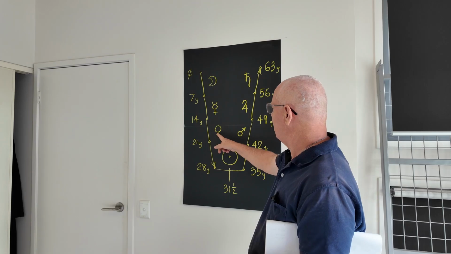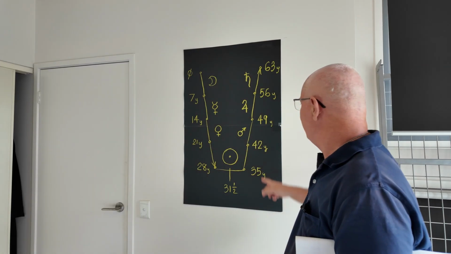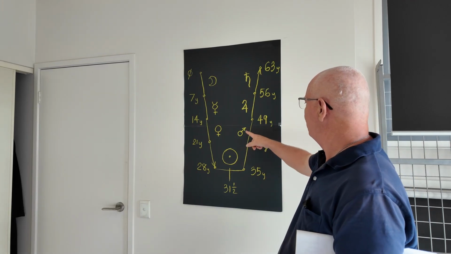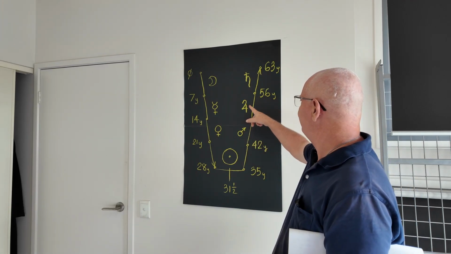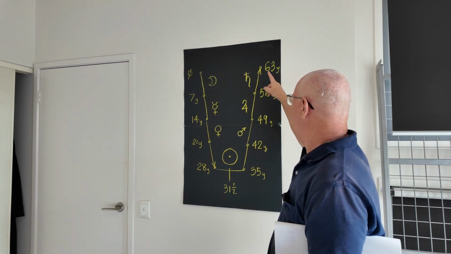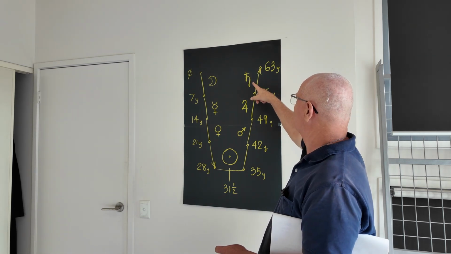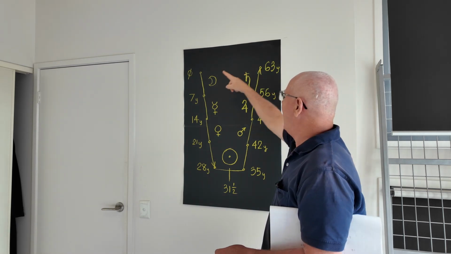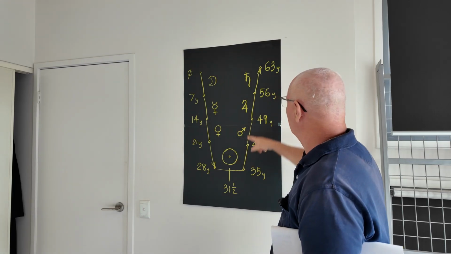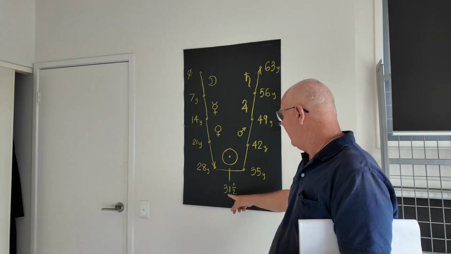Growth corresponds to here. The growth to maturity. And then we have 42 to 49 is Mars, 49 to 56 is Jupiter, 56 to 63 is Saturn. And it's not like life ends, but we run out of planets. Oh, and the middle of this trajectory is 31 and a half. This is an important age.